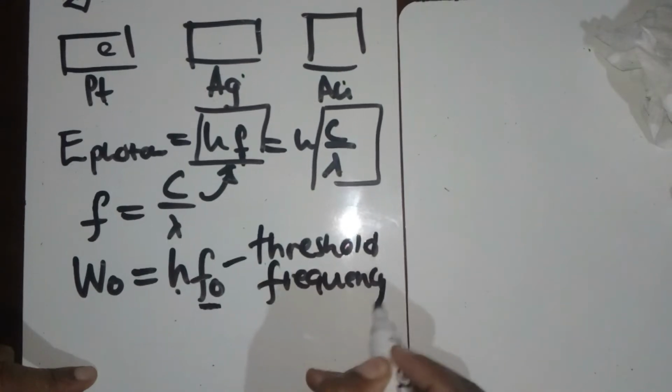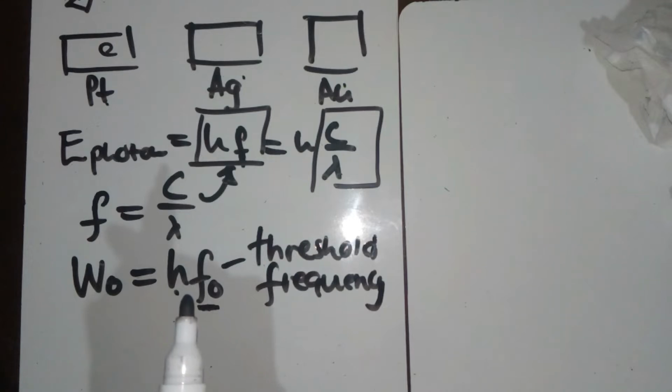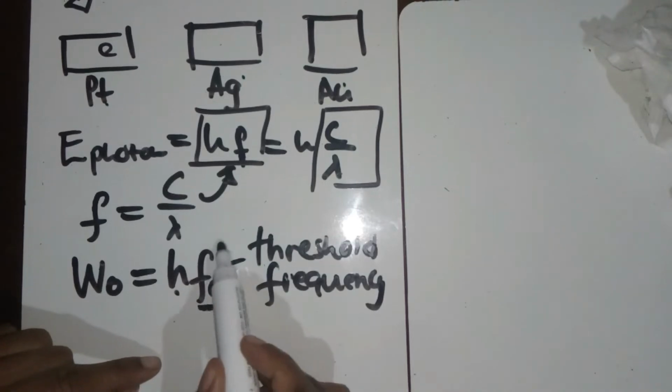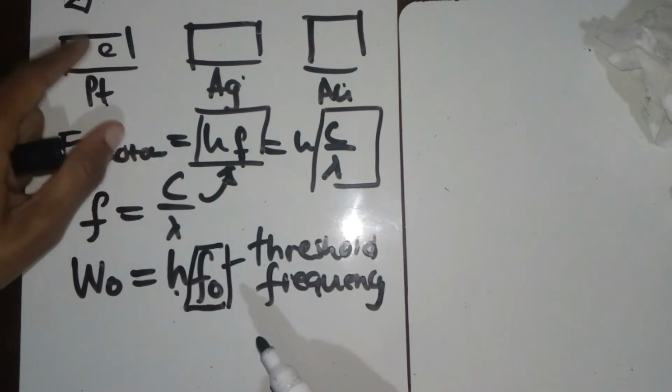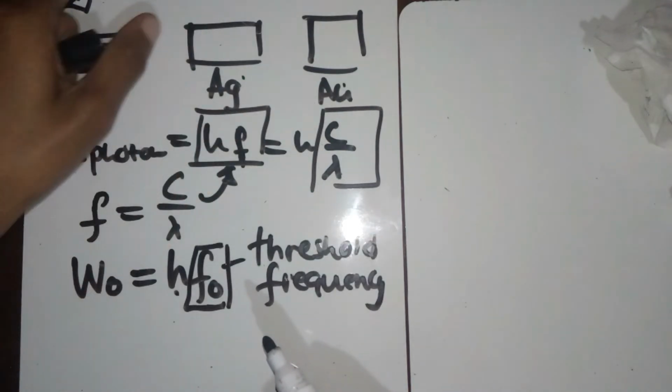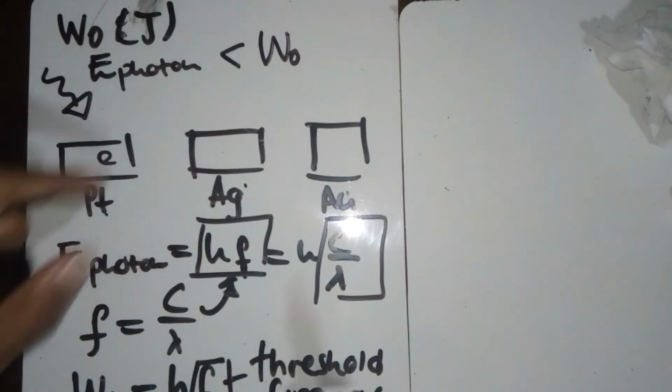We define the threshold frequency as the frequency of light needed to emit electrons from the surface of the metal. So this is the frequency that will be required, at least that minimum, so that electrons can actually be ejected. The same way the work function is the minimum energy required so that electrons can be ejected.